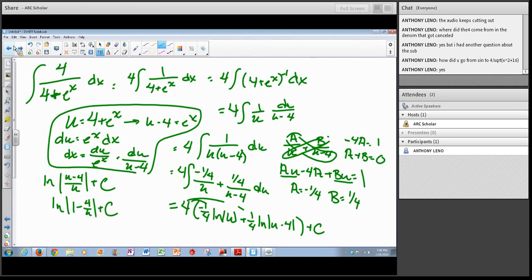So now that we've got this going for us, we want to make sure we get this back in terms of x, because we kind of forgot what we were doing here. So u was that. So we've got the natural log of 1 minus 4 over 4 plus e to the x plus c. No, because we have an additive term. Oh, okay, gotcha.